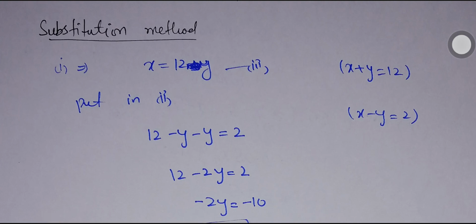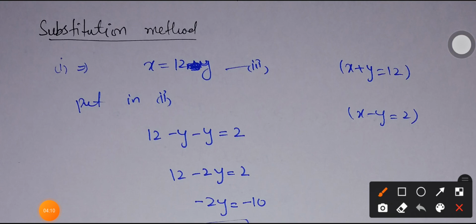So let's suppose in this case I am taking the value of the variable x from equation 1, that was x plus y is equal to 12.